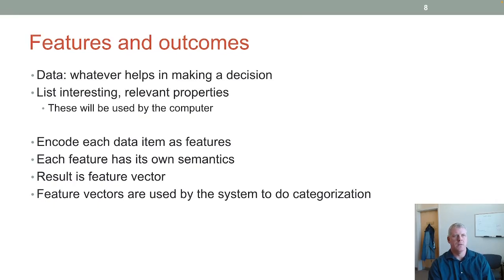Machine learning systems deal with features and outcomes, what classification ones do. And so you have data, and you try and collect whatever data you can that will help make a decision or make a classification. And you list interesting, relevant properties that will be used by the computer. And then you encode each data item as a feature, and each feature has its own semantics. The result is a feature vector, that is a sequence of numbers. Usually it's numbers, or if it's a character, it can be turned into a number. And then the feature vectors are used by the system to do categorization.